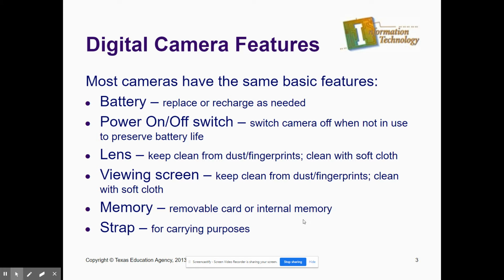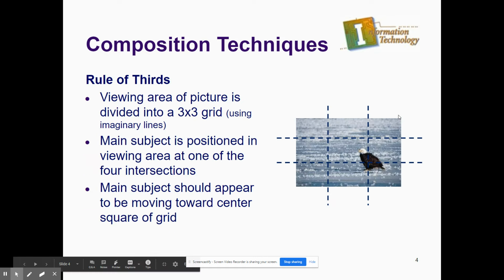Now this is super basic here. I don't think we're going to talk about this much. It's just what these different keywords are. We all know what a battery does, recharge, power on off. That's super basic. The lens, that's the glass over the camera itself, and what your camera or device captures the images with. Your viewing screen, your memory, and strap. That's all super basic. But let's get into the actual techniques of photography.